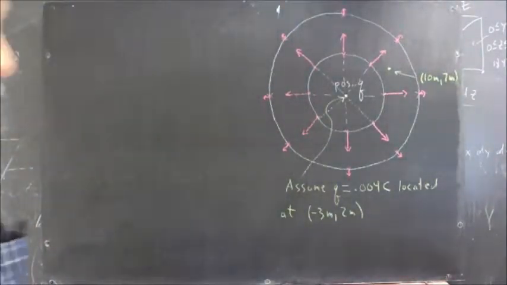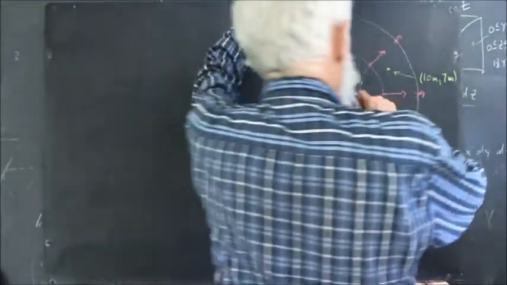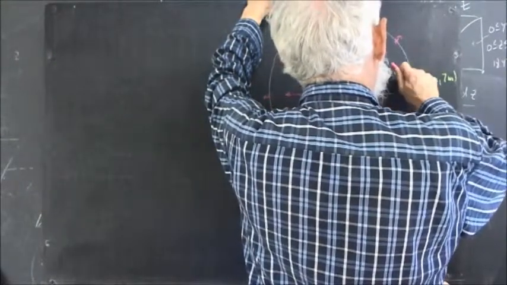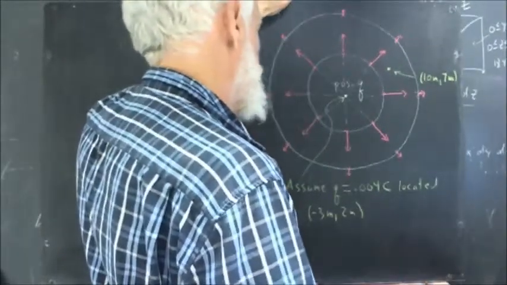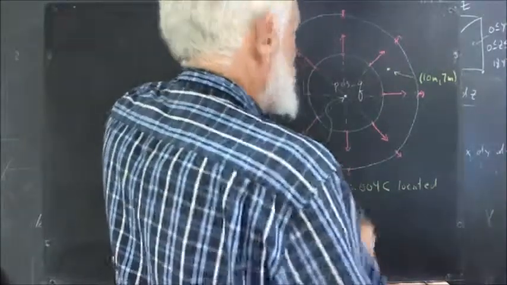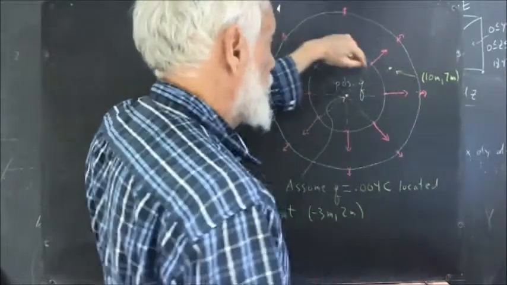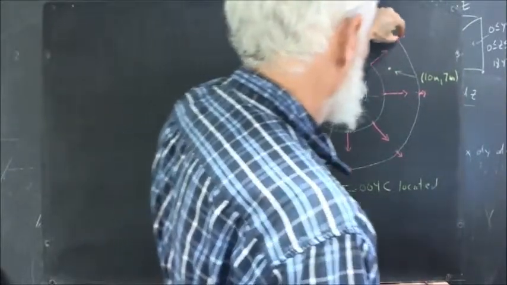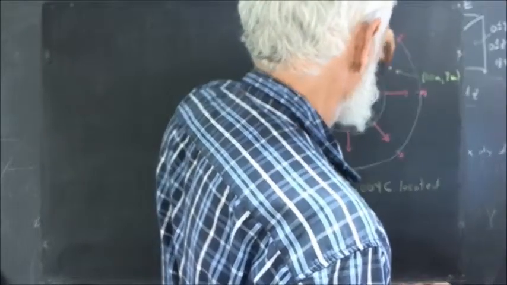Well, I'm going to go ahead and do that. Hopefully you've done it. The force would have to be along a radial line, so it would have to be out here, as the electric field would be along the radial line. And the vector would have to be shorter than this because this point is further than any of these points. It would have to be longer than this because it's closer than any of those points.